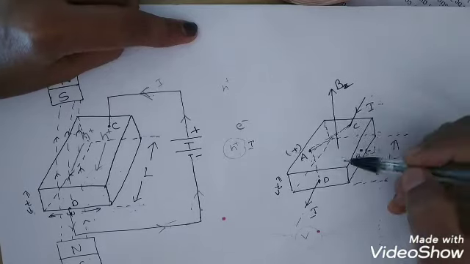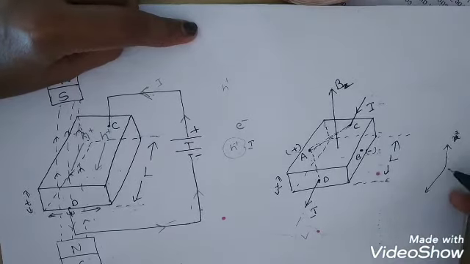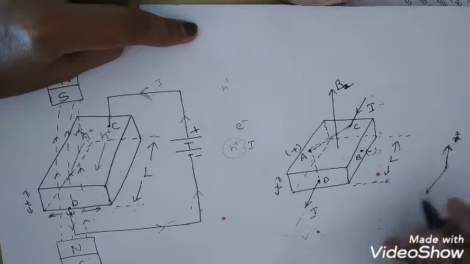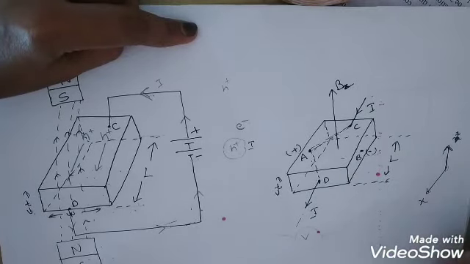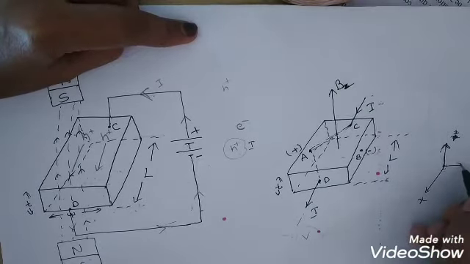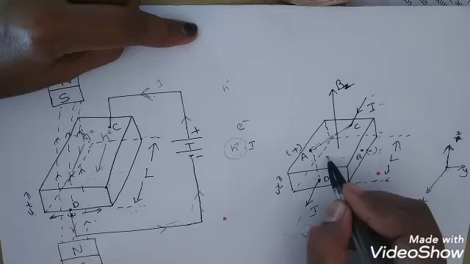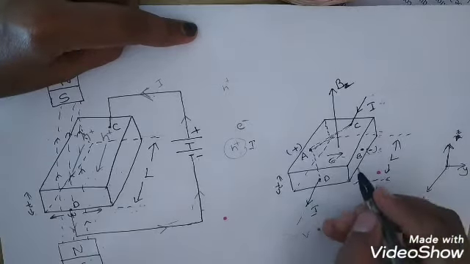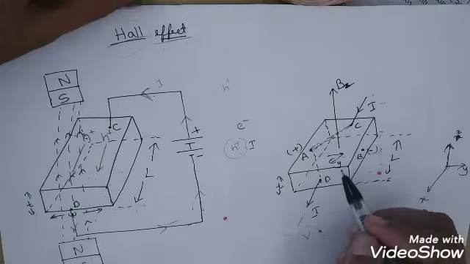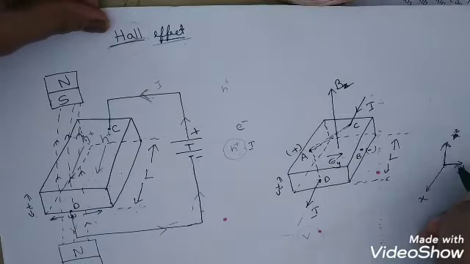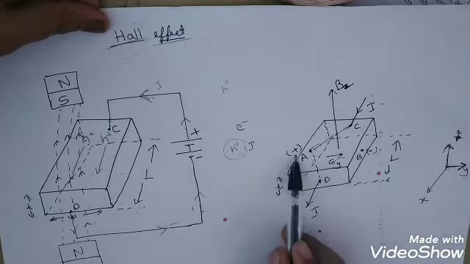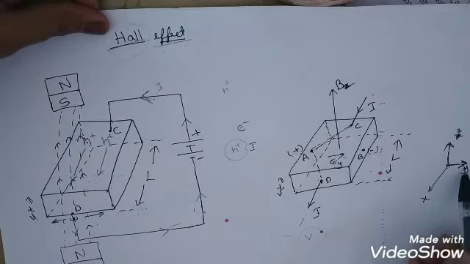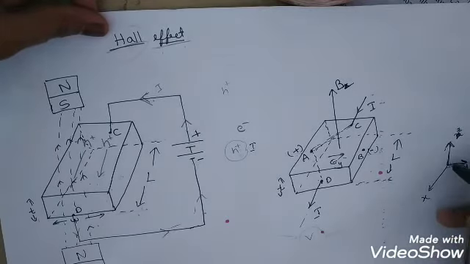For example, if the magnetic field is in the Z direction, so this is the Z direction, and the current which is applied, the electric field, let's consider this as the X direction. So this will be the Y direction in this way, that is EY. The electric field which is produced because of this Hall effect will be in this direction that we can see, that is from positive to negative. So we can say that the electric field is in the Y direction.